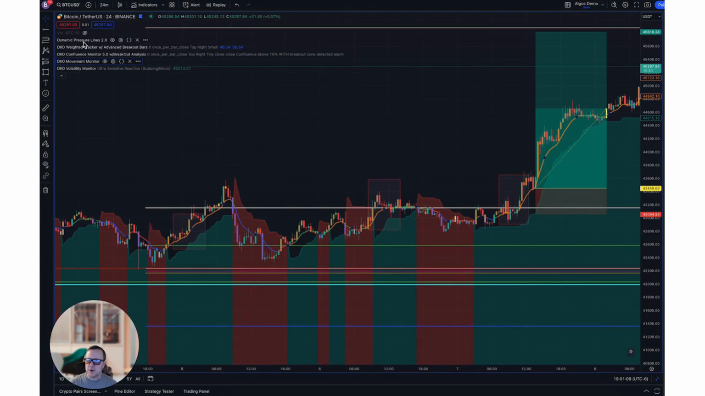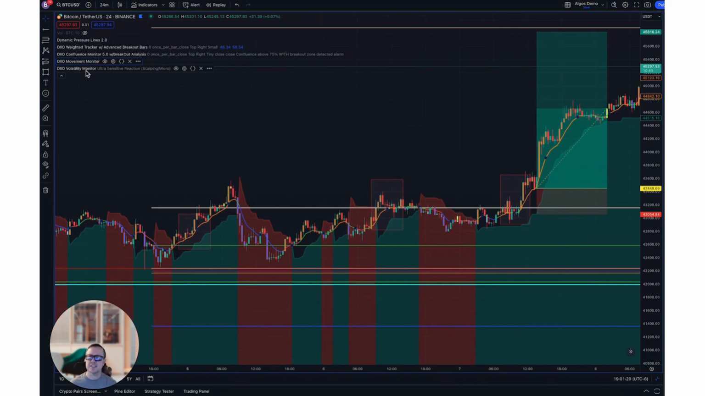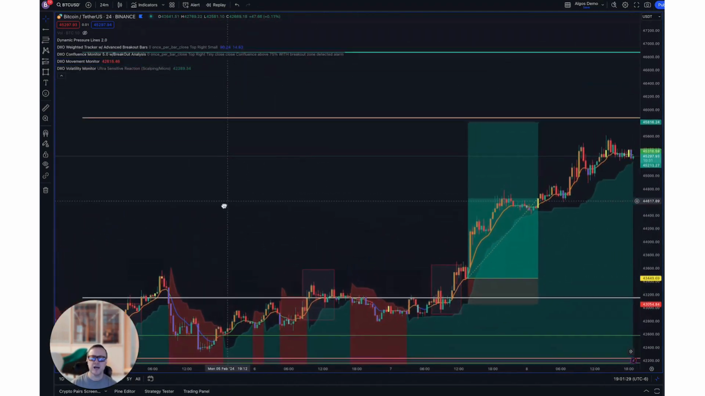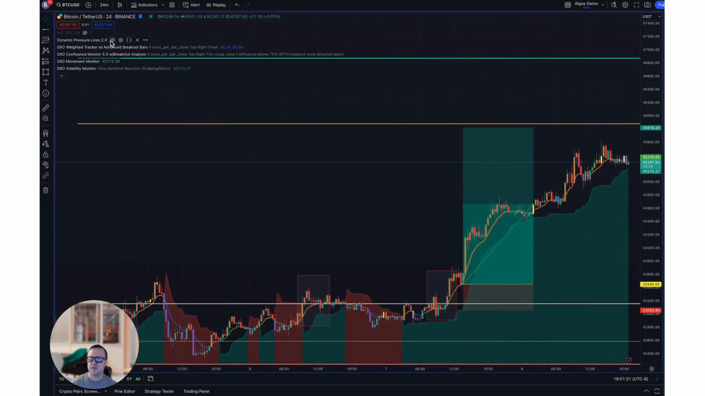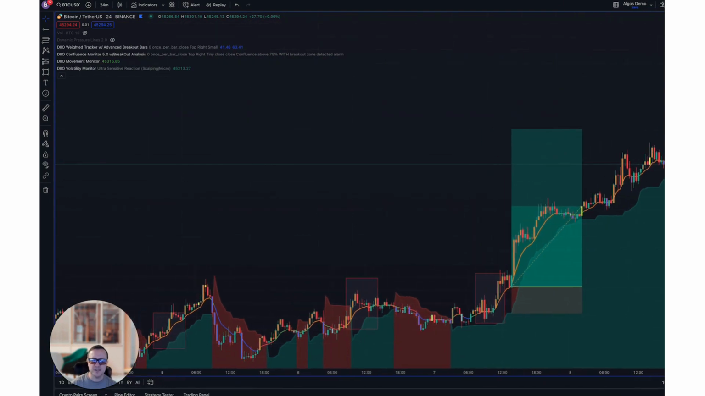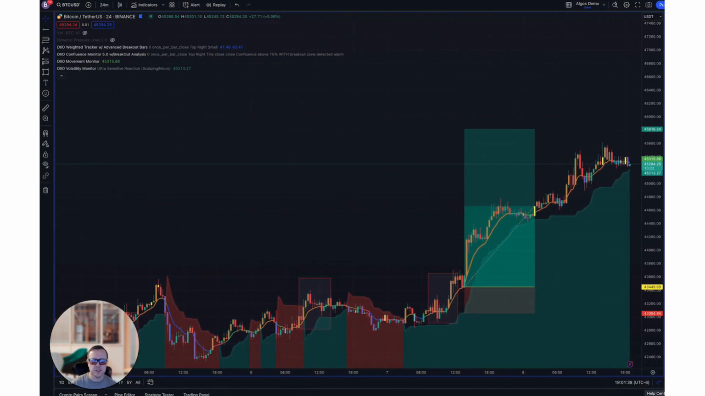So we've talked about pressure lines, the advanced breakout bars, the movement monitor and its different settings, and the volatility monitor and its different settings. The only one I have not talked about is the Confluence Monitor with breakout analysis, which I don't often use. I know a lot of people don't often use it. It gets very crowded when you use it on 8 time frame layout charts.